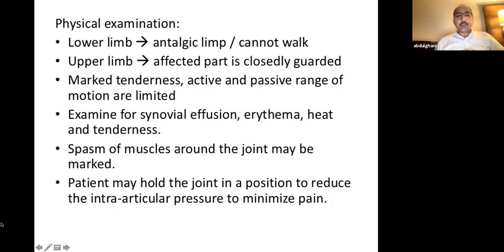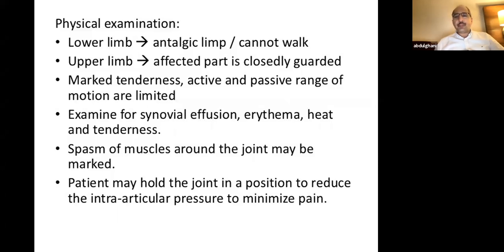In case of septic arthritis, in the lower limb in particular, the patient will not be able to walk at all. The patient will not be able to put any weight whatsoever on the lower limb, and in the upper limb will not be able to use the upper limb. It's going to be closely guarded. There will be marked tenderness. There will be a local rise of temperature. Active and passive range of motion is extremely limited or not possible at all. Extremely painful. The child or adult is going to start screaming the moment you try to move. However, there can be exceptions as well.